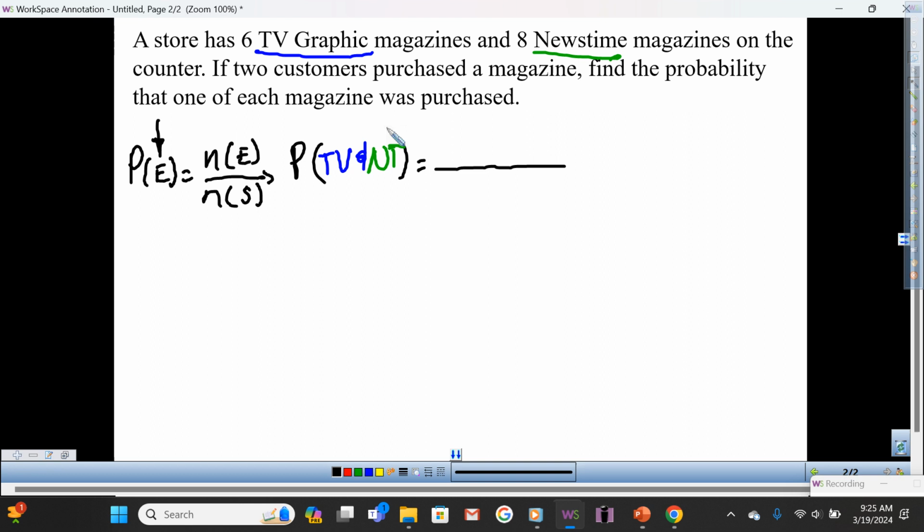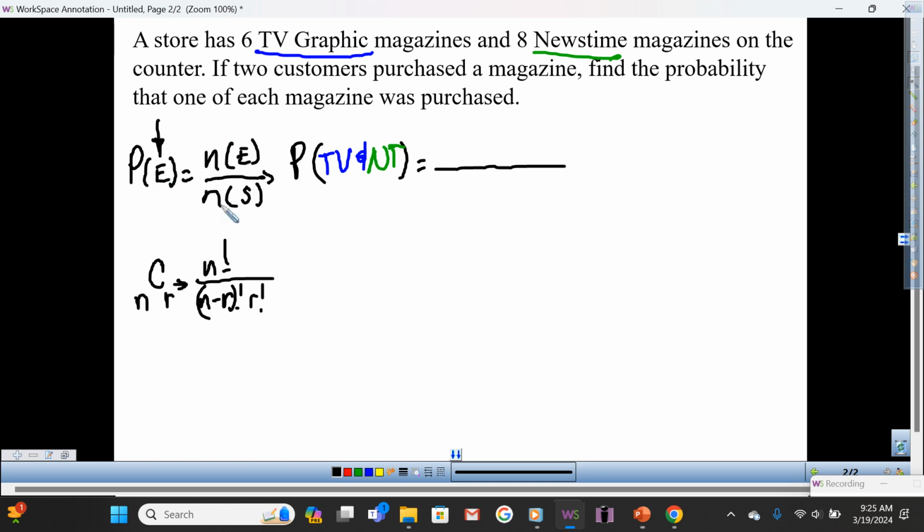two different magazines, two different scenarios. That means we need to use our combination formula. Let's write it underneath over here to have it handy. This is n factorial over n minus r factorial, r factorial. Okay, so here we go.